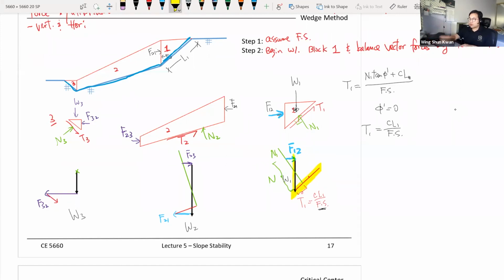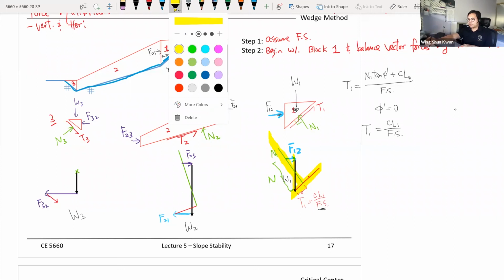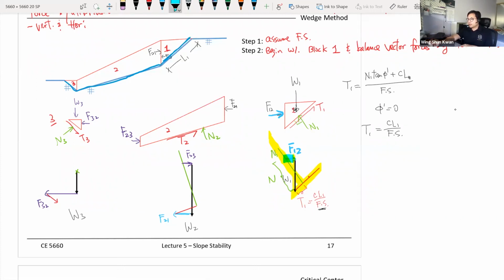The magnitudes and the orientations of the frictional force, but now we just need to know the orientations of the normal force. And in order for this method to work, the resultant force must close the loop. So you will indirectly find out the magnitudes of the normal force and also the resulting force, and everything based on the factor of safety that you assume.